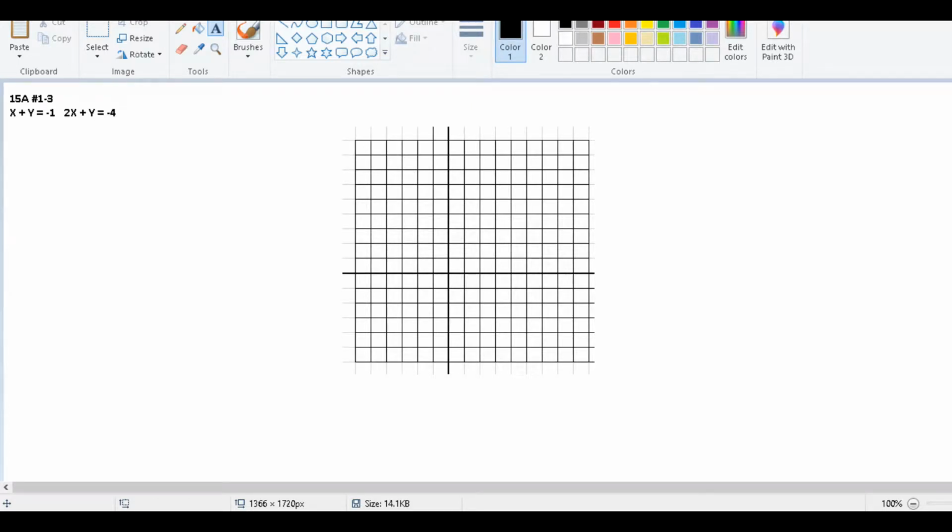Okay, we're going to be looking at number 15a, numbers 1 through 3 first, and then I'll do 14b, numbers 1 through 3, and 15b, numbers 7 through 9. So just a good mix of everything that we've learned and how to do it. So here on 15 it says, draw each line and estimate the solution.